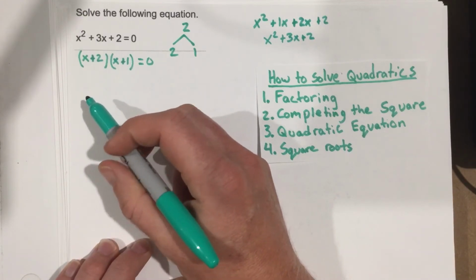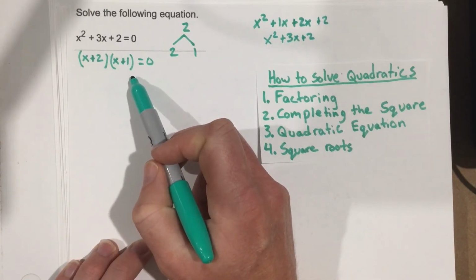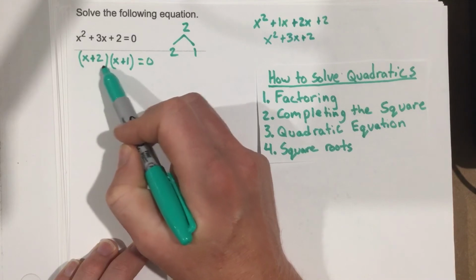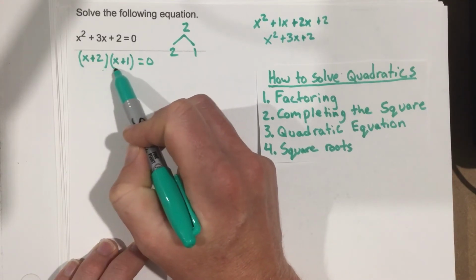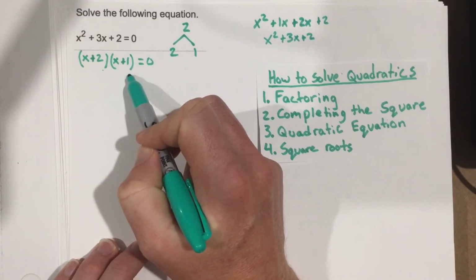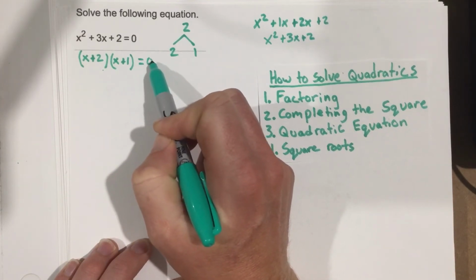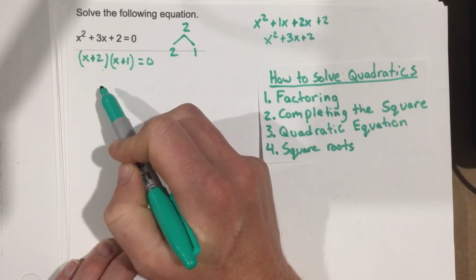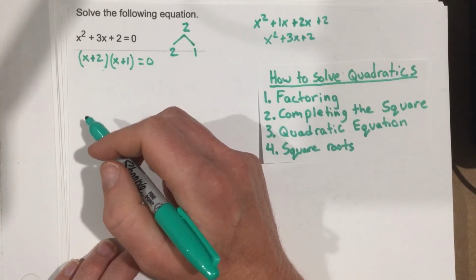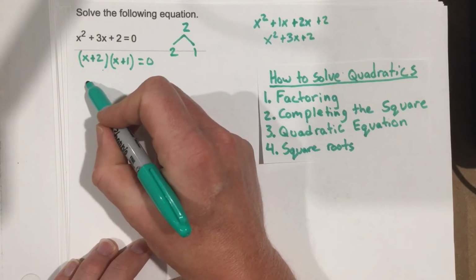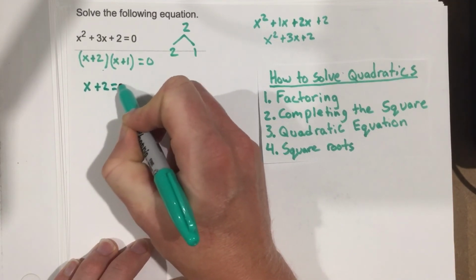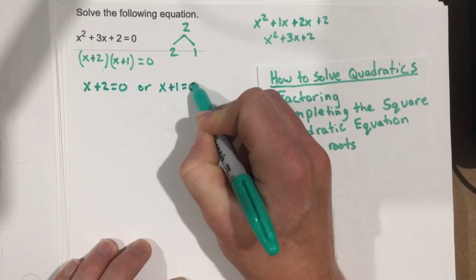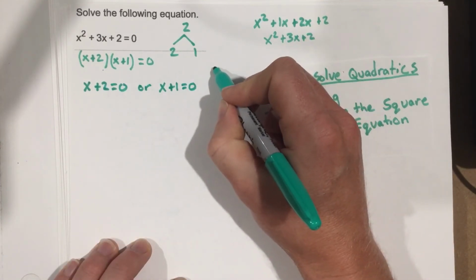At this point, we can use what's called the zero product property. The zero product property says that if we have 2 things being multiplied, right? We have a binomial times a binomial. If 2 things are being multiplied and they equal 0, right? So the product is 0. Then one of these 2 things must have been 0, because you can only multiply by 0 to get 0. So we're going to set this x plus 2 equal to 0, or x plus 1 is equal to 0. And this is called the zero product property.